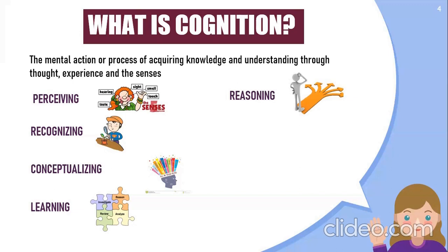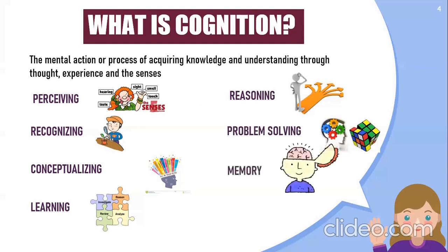This reasoning process is also called a scientific process because we tend to go very systematically when we are organizing ideas. Then comes the next process, problem solving, whereby the learner is able to identify a problem and also solve the problem.